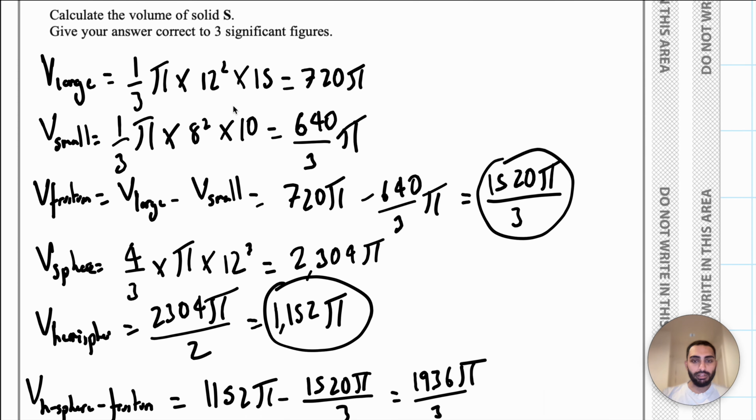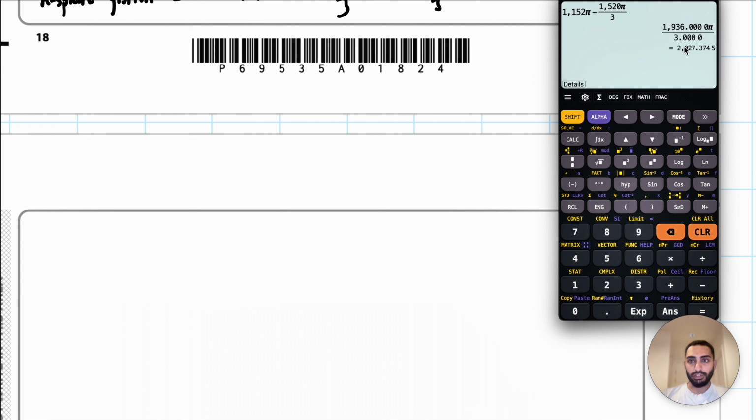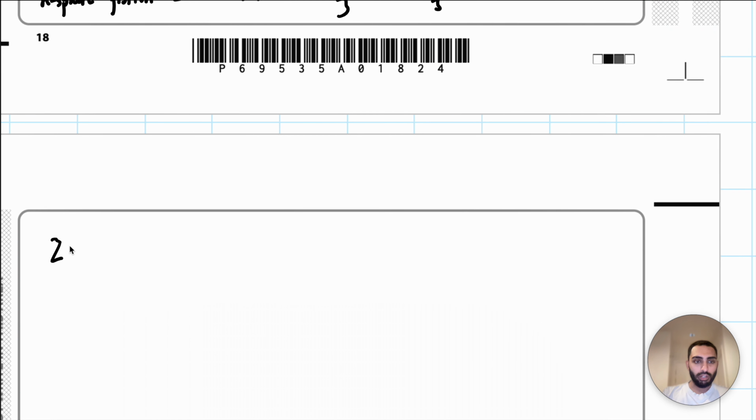And it wants it to 3 significant figures, so I'm just going to write this as I can see it on the calculator, which is 2027.374. Want it to 3 significant figures, so we count 1, 2, 3. Line would go here between the 2 and the 7. The 7 is telling me that I need to round up, so it would become 2030. This would be in centimeters cubed because it's a volume.